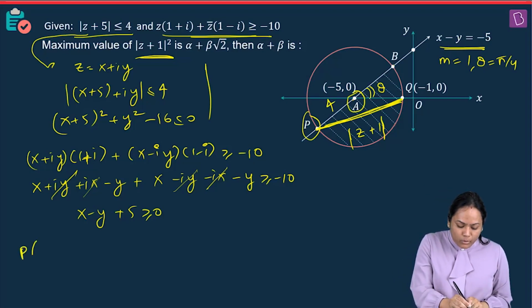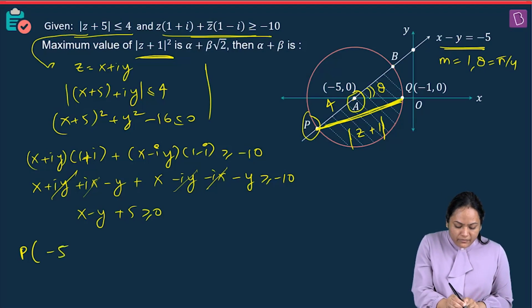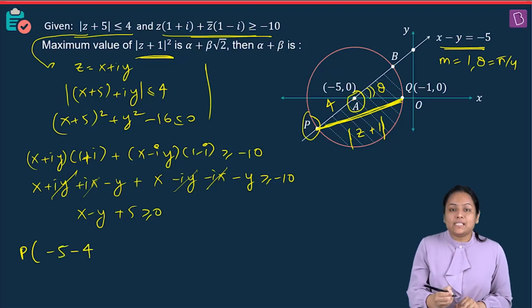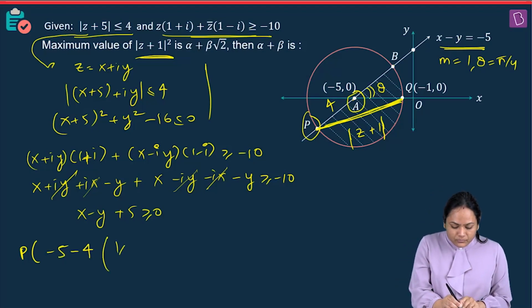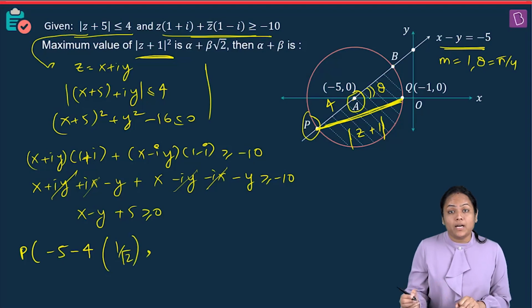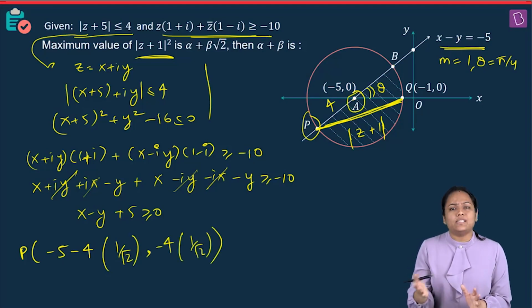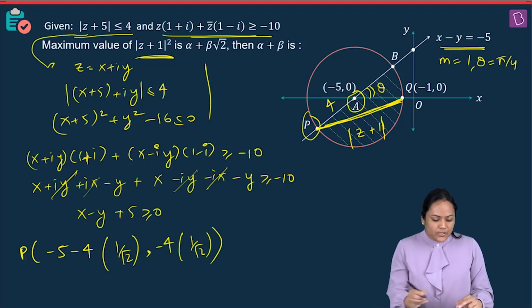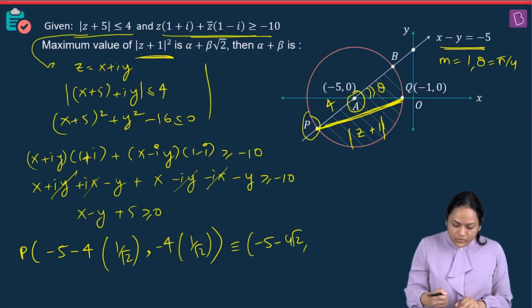If I want to write my point P, since it is below A, it's going to be minus 5 minus the distance, that is my radius 4, multiplied by 1 by root 2, comma, minus again 4 multiplied by 1 by root 2. It's cos theta and sin theta values, right? So this is going to come out as minus 5 minus 2 root 2, comma, minus 2 root 2.